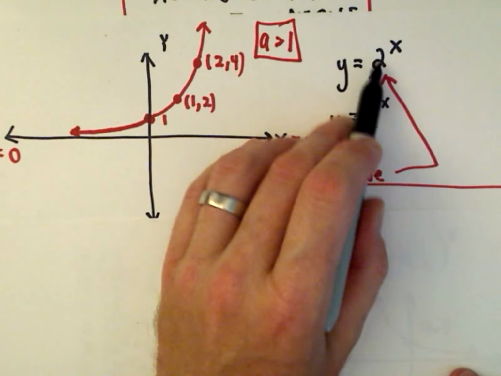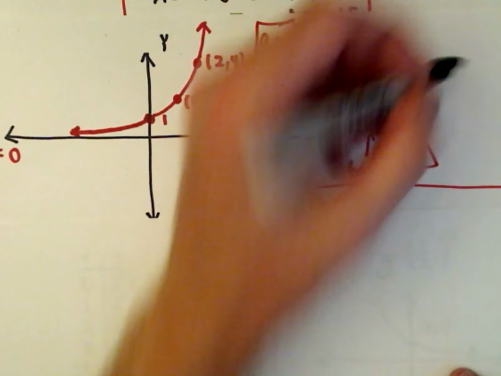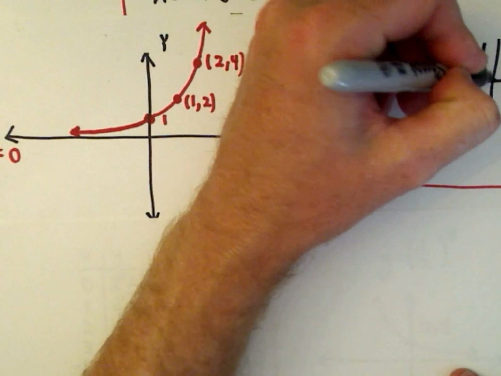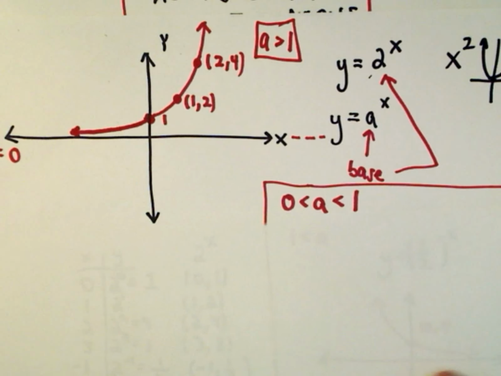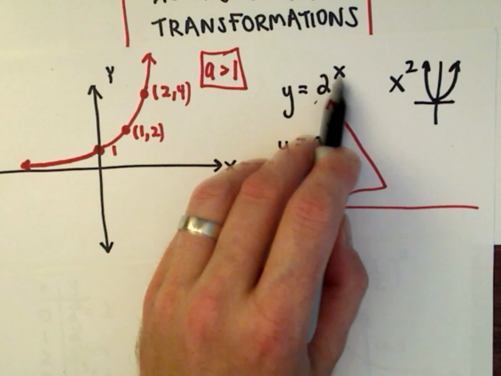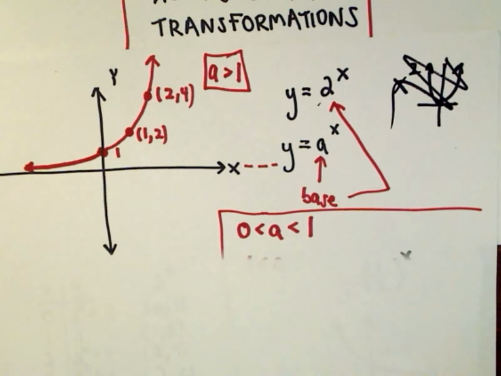Last word of advice, be careful too. People often get 2 to the x confused with x squared. x squared looks like a parabola. 2 to the x does not look like that at all. 2 to the x looks much different. So be careful where your number is and where your variable is.